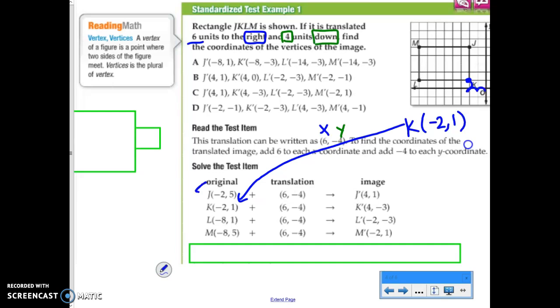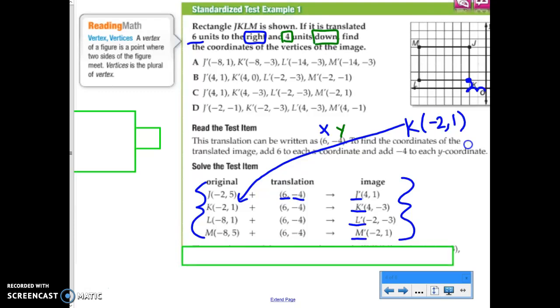They go ahead and list all the other points off of the coordinate plane there, and when you translate it, you are adding +6 to the x, and you are also adding -4 to the y. So when I do that, I know that I translate my new image. Remember, this is also read J prime, K prime, L prime, and M prime.